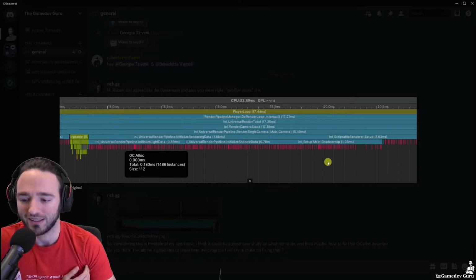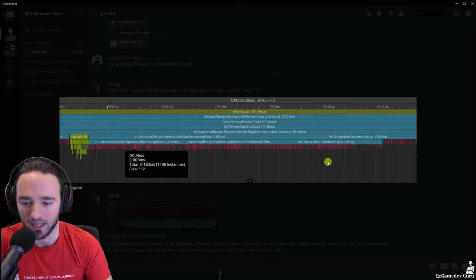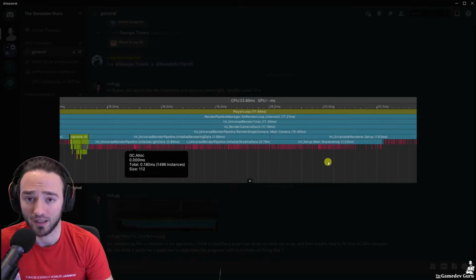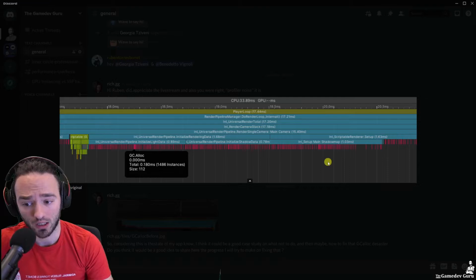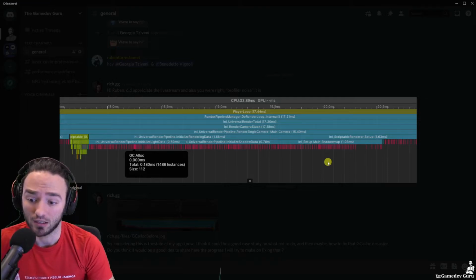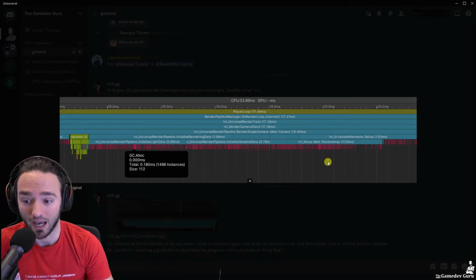Now, what does this mean? What do these red teeth mean in the profiler? You might have seen this in your projects if you are unlucky. And if you were lucky, you didn't have them, right?